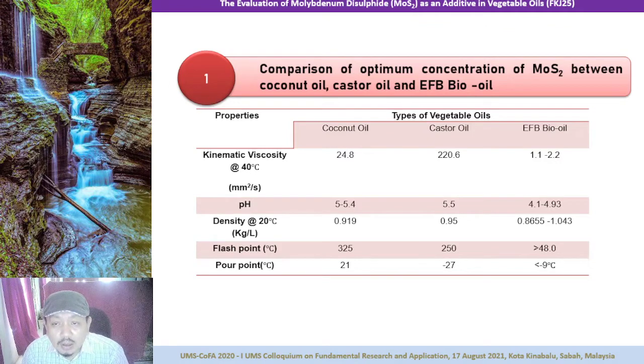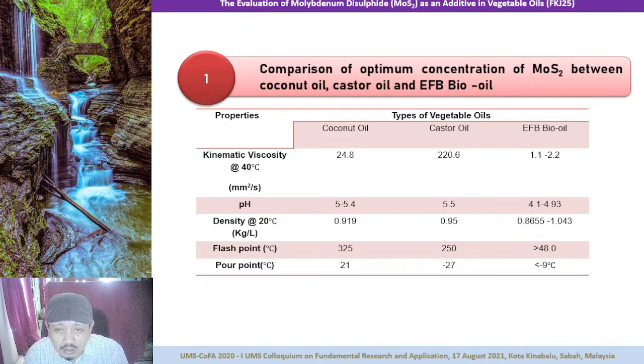This is the property of coconut oil, castor oil, and EFB oil. For kinematic viscosity at 40 Celsius, coconut oil shows 24.8 millimeter square per second. For castor oil, 220.6 millimeter square per second, and EFB bio-oil is 1.1 to 2.2 millimeter square per second. For pH, all of the oils are acidic. Coconut oil is 5 to 5.4 pH, castor oil 5.5, and EFB bio-oil is 4.1 to 4.93.